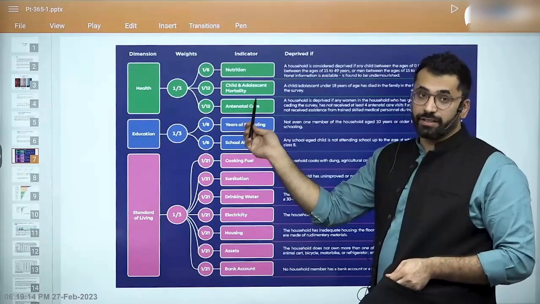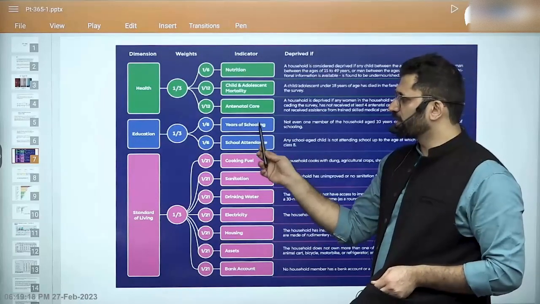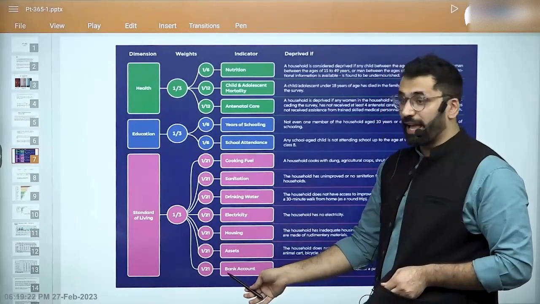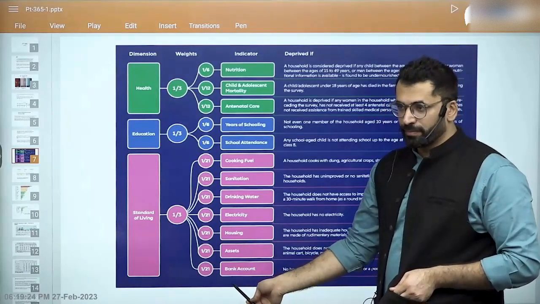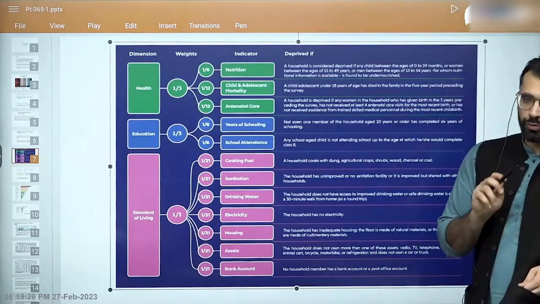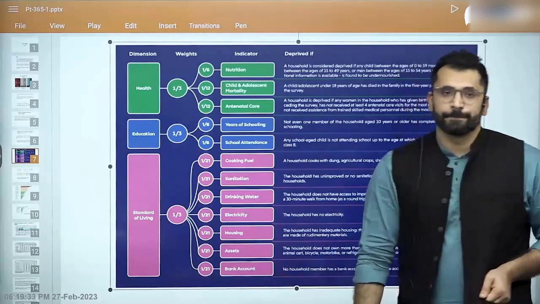care. Antenatal care was not a measure in global. Rest are the same: years of schooling, school attendance, cooking food, sanitation, drinking water, electricity, housing, assets, and a bank account. Bank account was not a measure of global MPI. So two factors, two indicators are different: antenatal care and this.